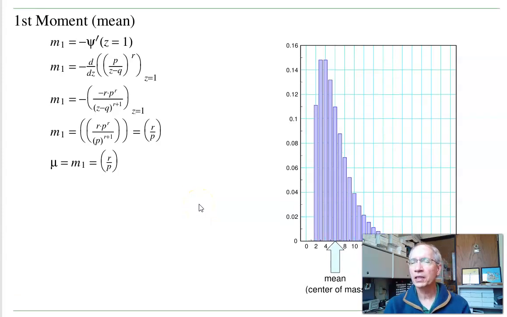The first moment gives you the average, or center of mass. The first moment is minus the derivative at Z equals 1. So the derivative of P over Z minus Q to the rth power is minus R, P to the R, over Z minus Q to the R plus 1 power, evaluated at Z equals 1. Doing some algebra gives you R over P. So not surprisingly, it's 1 over P times R. So this is the average, the center of mass. It's where Z transforms really shine. This is an infinite series, so trying to find the average for an infinite series is pretty hard. Not too bad with Z transforms.